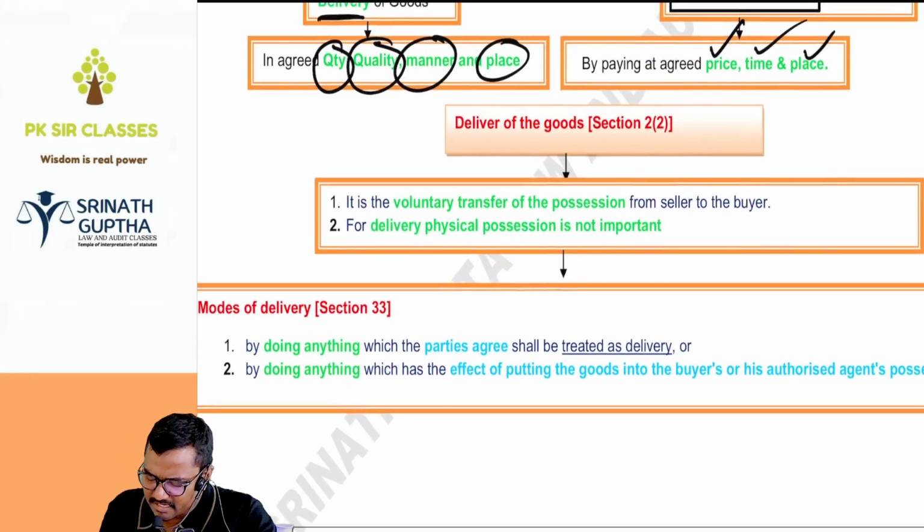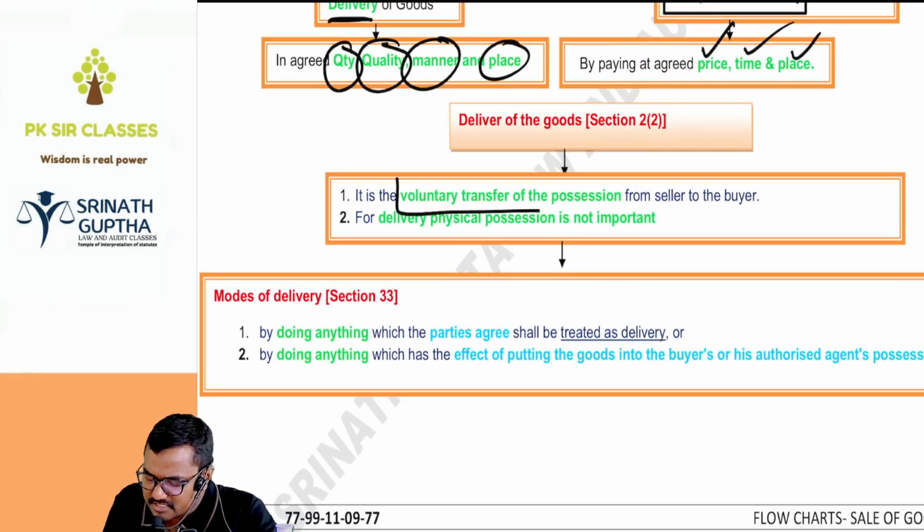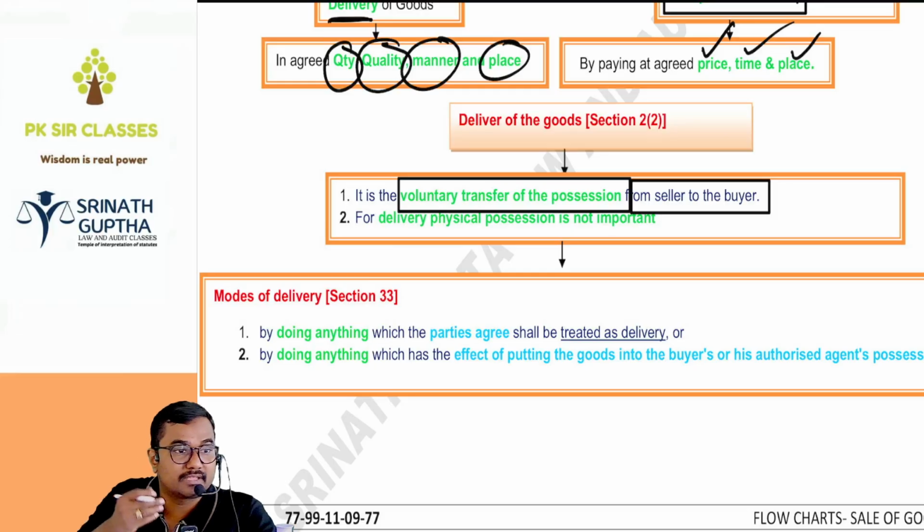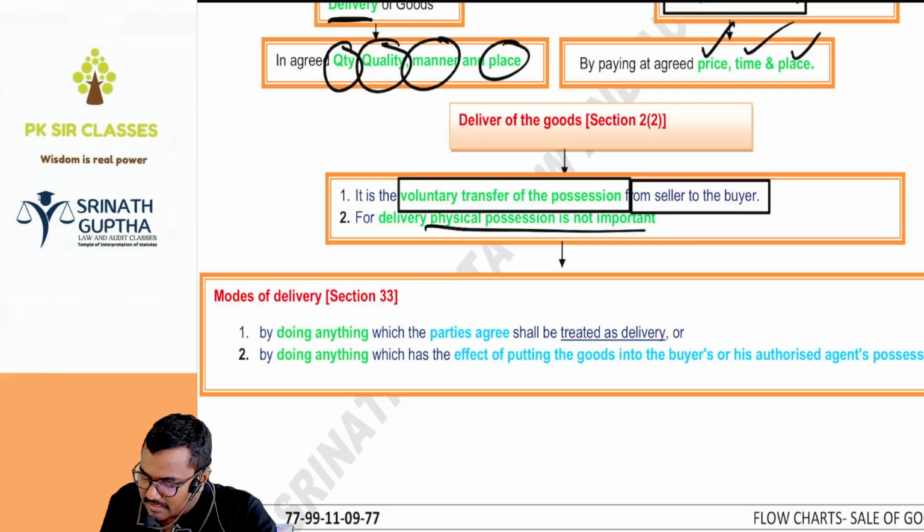First of all, what is the meaning of delivery? Delivery means voluntary transfer of possession from seller to buyer. When we give the possession of the goods from seller to buyer, it is said to be delivery. Delivery of physical possession is not always important because there is a delivery known as constructive delivery, where there is no change in the possession of the goods.